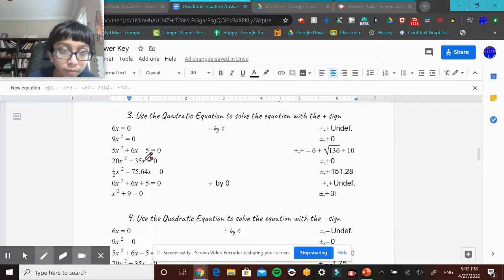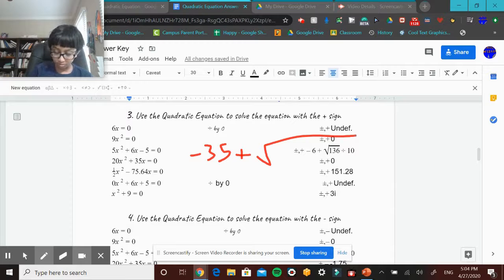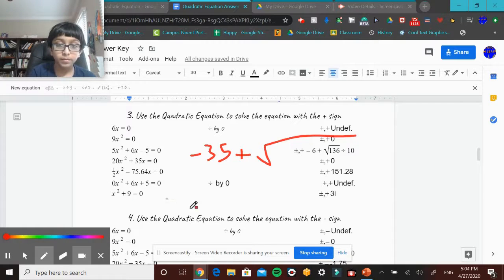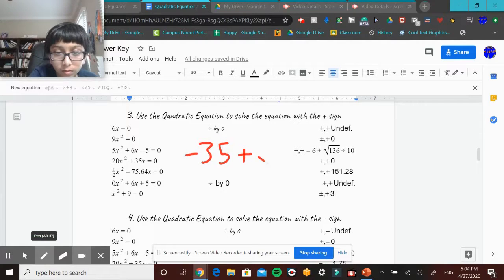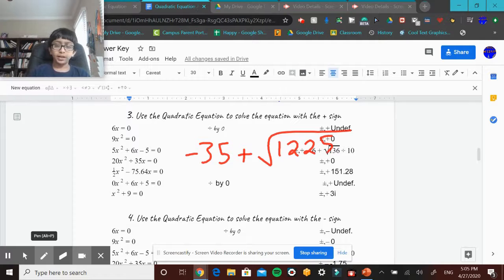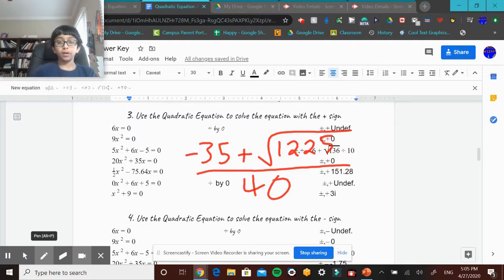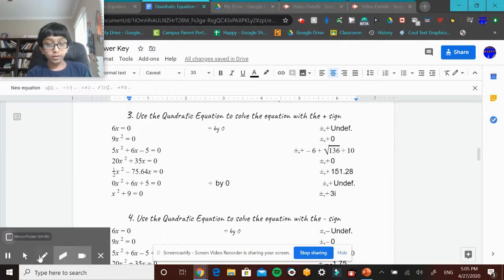This problem, negative 35 plus the square root of b squared, which is 35 squared. My stuff got erased. We were at this problem, if I'm not mistaken, negative 35 plus the square root of 35 squared, which is 1225, minus 4 times 20 times 0. So before you do the minus 4ac part, first check if a or c is 0, because if a or c is 0, it's going to be 0, so you don't even have to do anything. Then divided by 2a is 40, so if we plug the square root of 1225 in, it's going to be 35, and negative 35 plus 35 is 0, and 0 divided by 40 is 0.